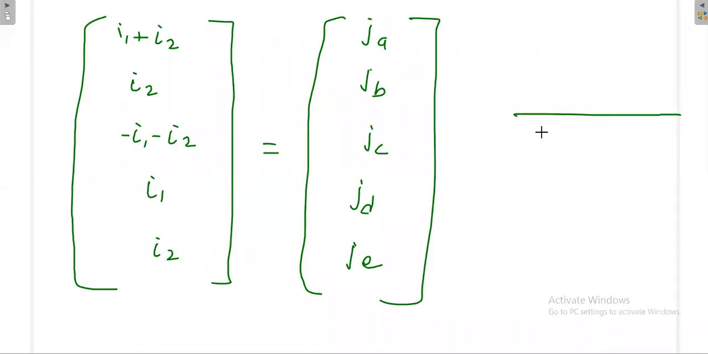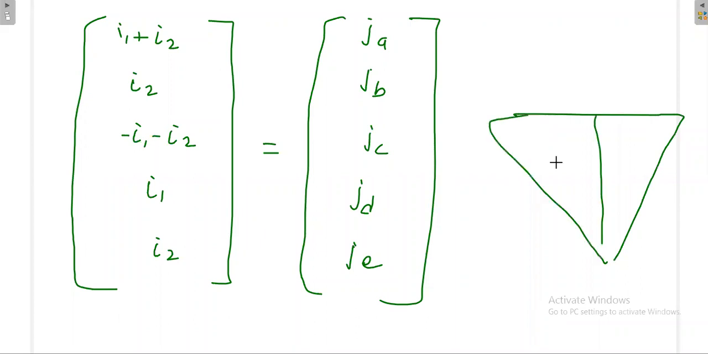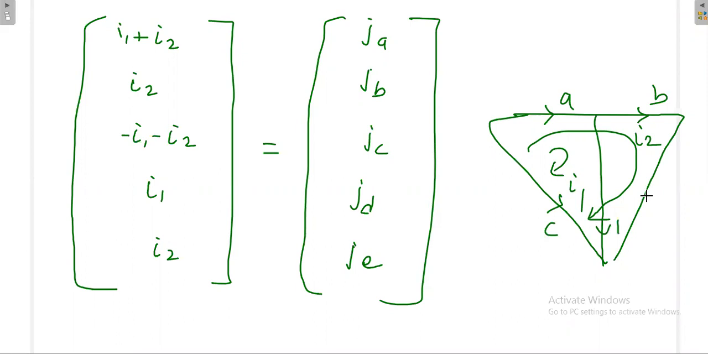See, this is our diagram. I1 is flowing this way, whereas I2 is flowing this way, because I2 is flowing in the outer loop. Again, I2 is nowhere related with this central line. So definitely what is JD? JD is only associated with I1. So I will put the names so that it will be clear. This is A, this is B, C, D, and then E.